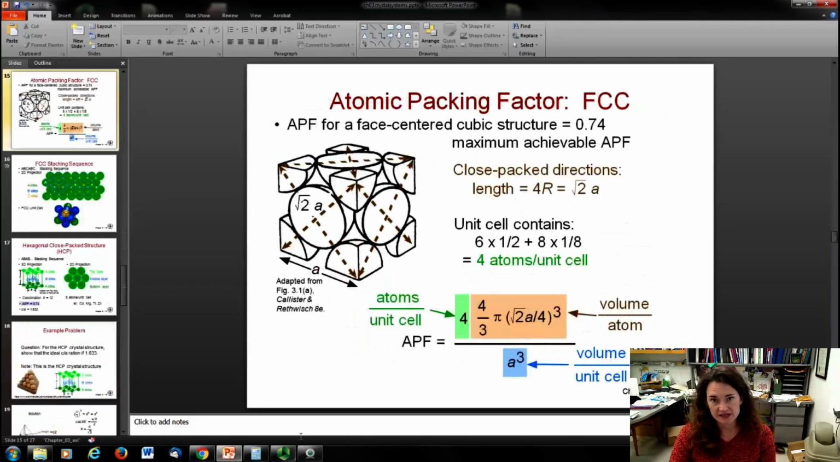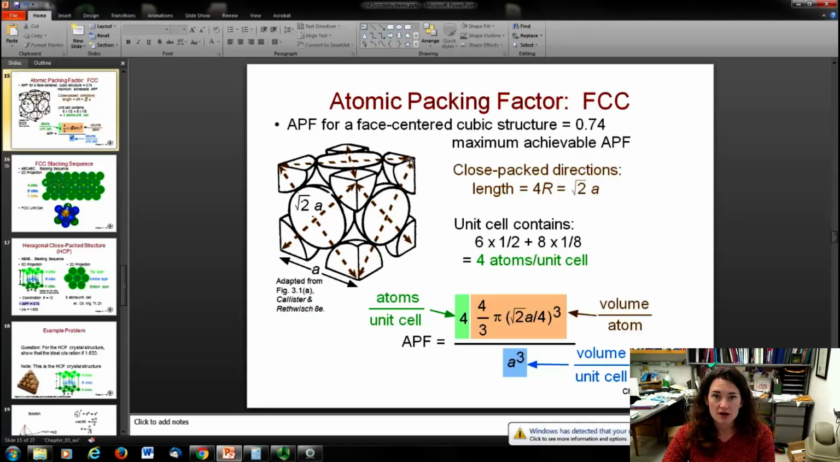Let's go ahead and calculate the atomic packing factor for an FCC. The atomic packing factor, the APF, is 0.74. I emphasize this because it's the maximum achievable atomic packing factor that you can get. Remember that for an atomic packing factor you multiply the number of atoms per unit cell times the volume of an atom and then divide by the volume of the cell. We already talked about the number of atoms per cell, that's 4. And the volume of your unit cell is A cubed, because it's still a cubic structure. And then the volume for an atom would be 4/3 pi r cubed.